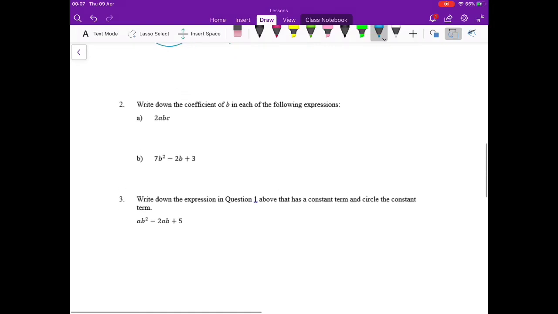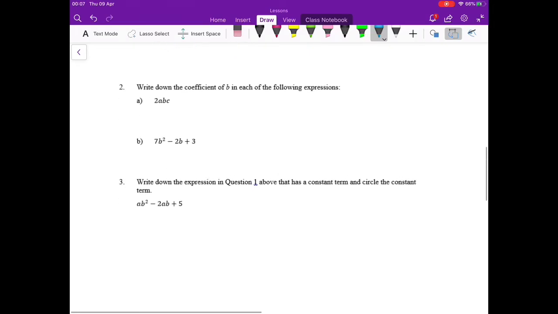Now we're talking about coefficients. I like to call this the Topix Rule. So we are looking for the coefficient of b. So in algebra, the first thing we always do is circle our terms. Well, there's no plus, there's no minus, so this is 1 term.